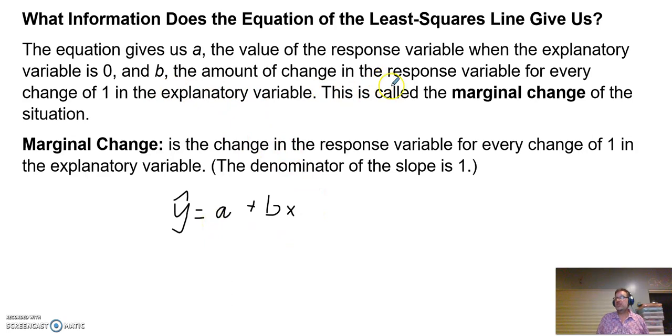B is the change in the response variable. What does y change for every change of one explanatory variable? It's the slope. But we're looking at it when the explanatory variable changes by 1. Okay, that's called marginal change. The marginal change is the change in y for every one change in x.